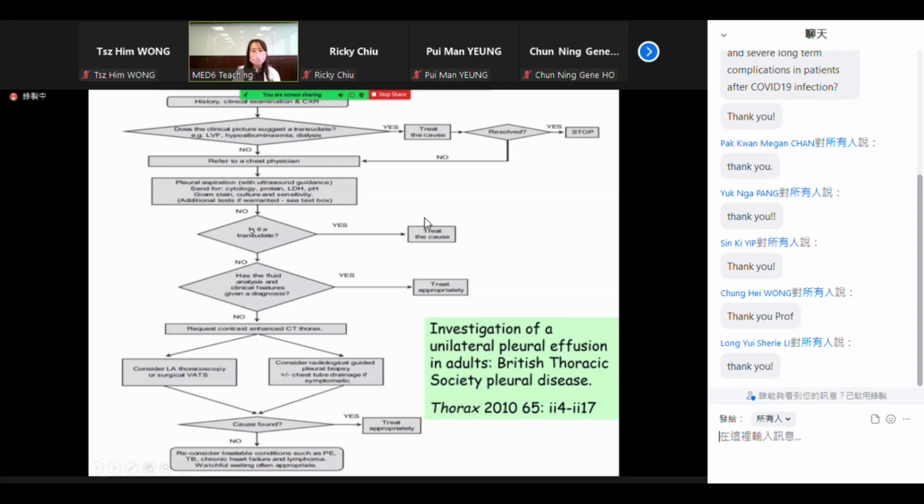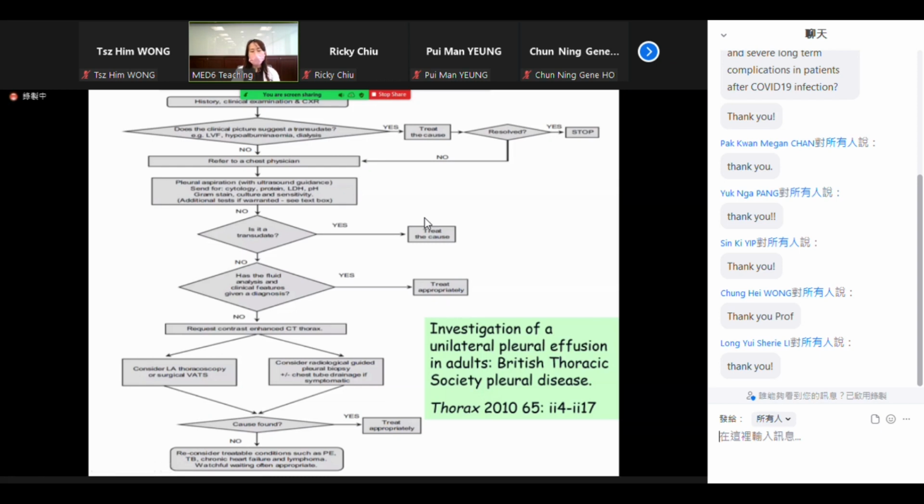If it's transudative, then we go back: is it heart failure? Is it renal failure? Is it a cirrhosis patient? If yes, then we treat the cause. If this is exudative, then we have to look for other causes. We have to order a CT to look for malignancy, and also we have to do pleural biopsy.